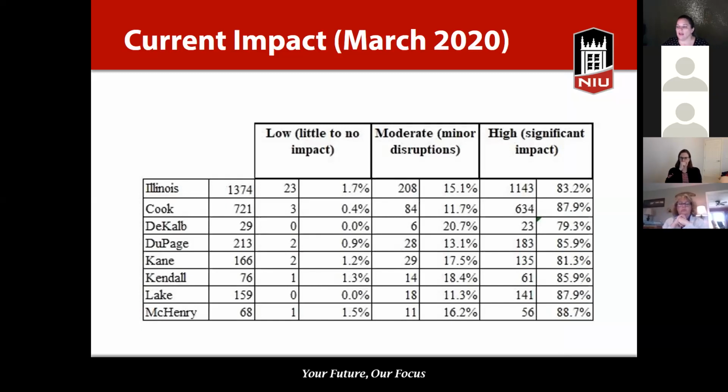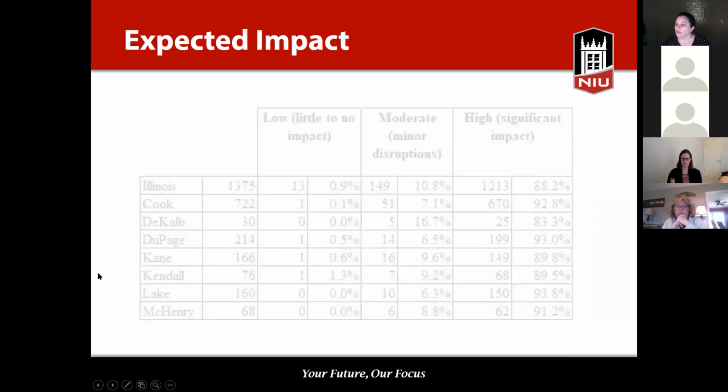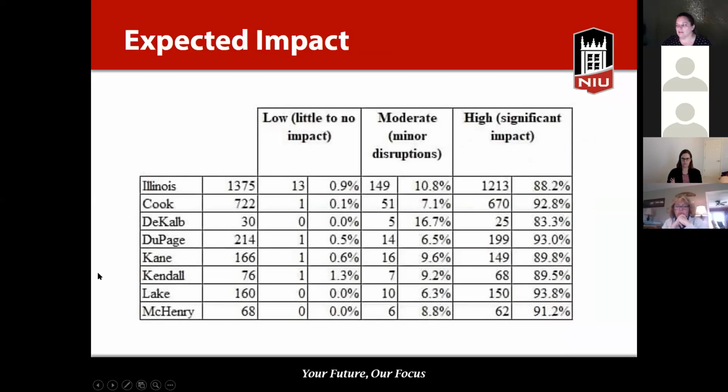And again, if you look on the far left-hand side, you'll see Illinois and the number of counties and then the number of responses. So DeKalb looks like there's a little bit more variance, but there were fewer responses. So in terms of research, we just have to take into account they might not have had as many responses as the other counties. Expected impact, likely this has continued to elevate, that a lot of organizations expect to see much higher impact as we go forward.